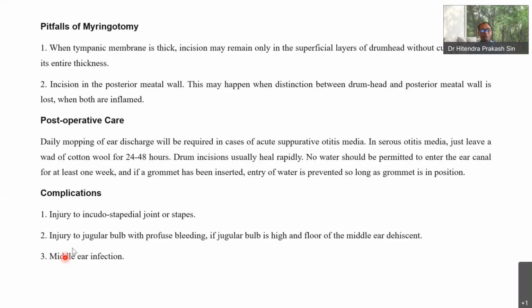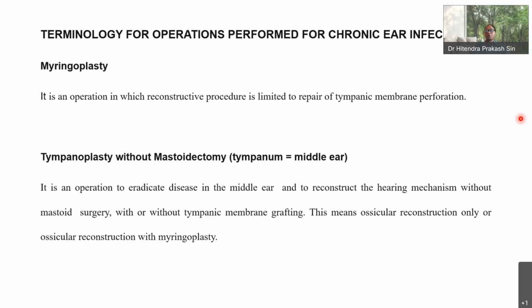What are the complications which you may encounter? You can have injury to the incudostapedial joint or stapes if you wrongly put the incision superiorly. If the jugular bulb is dehiscent, you can injure the jugular bulb, and you will end up with profuse bleeding. There may also be a middle ear infection if the infection enters the middle ear. So this is all about myringotomy.